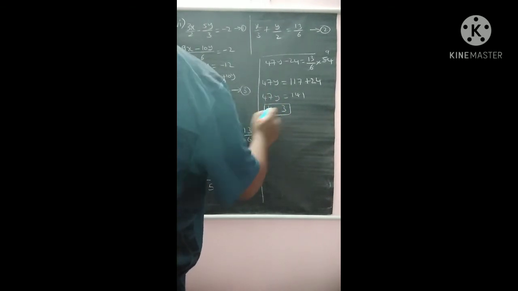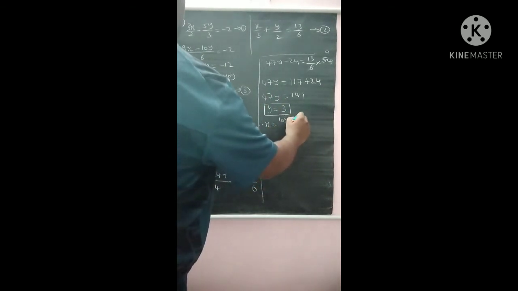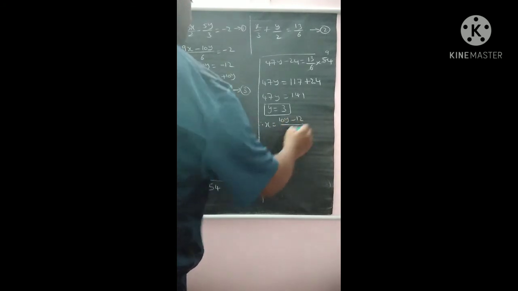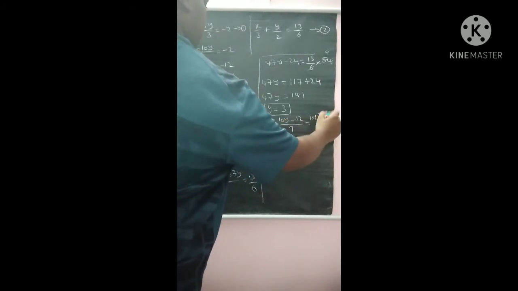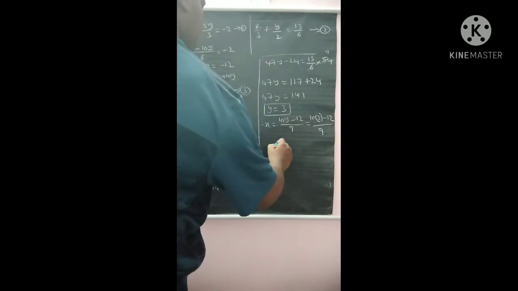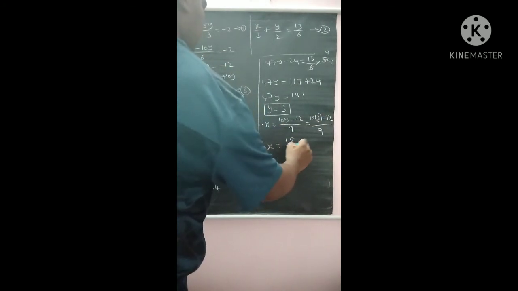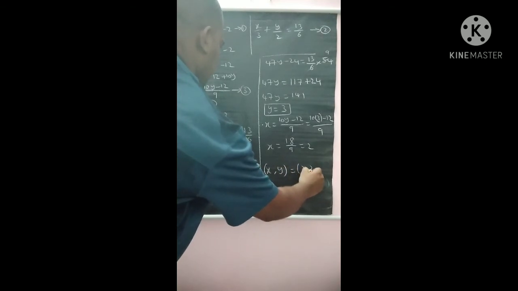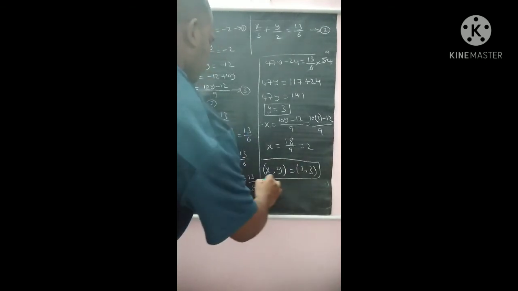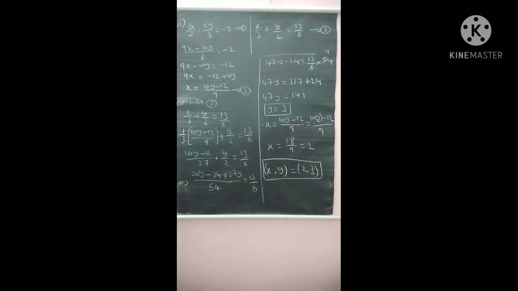So therefore x is equal to 10y minus 12 by 9, 10 into 3 minus 12 by 9, 18 by 9, that is equal to 2. So x comma y, we can write this as 2 comma 3. So this is about the sixth question.